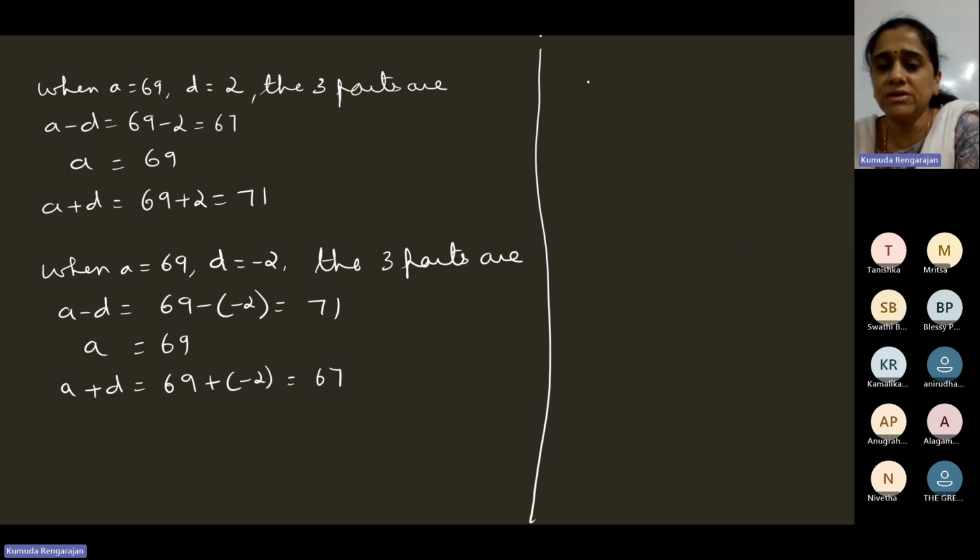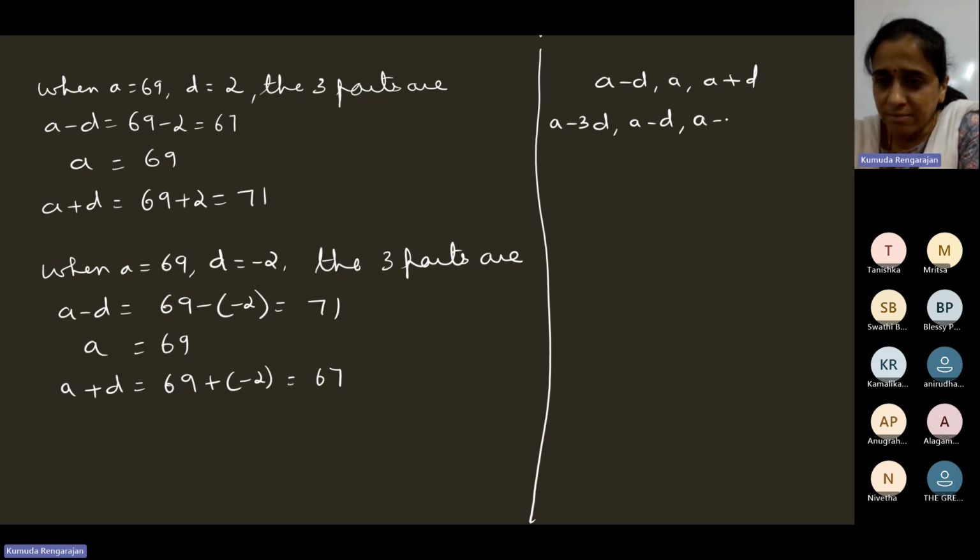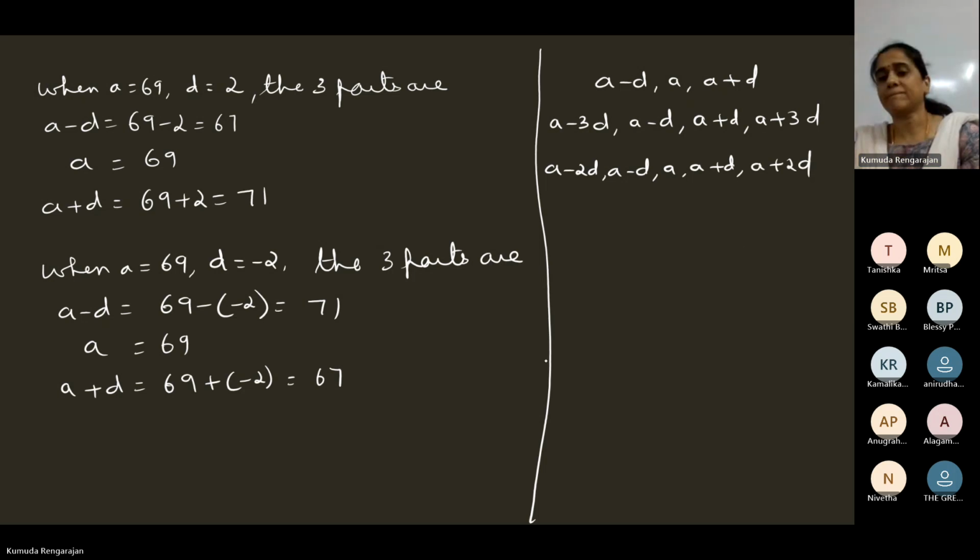Recall: 3 numbers in AP, A minus D, A, A plus D. 4 numbers in AP, A minus 3D, A minus D, A plus D, A plus 3D. 5 numbers in AP, A minus 2D, A minus D, A, A plus D, A plus 2D. See, to this one add one more on either side, that's all. A minus D, A plus D, no? A minus 2D, A plus 2D. Just add one on either side.